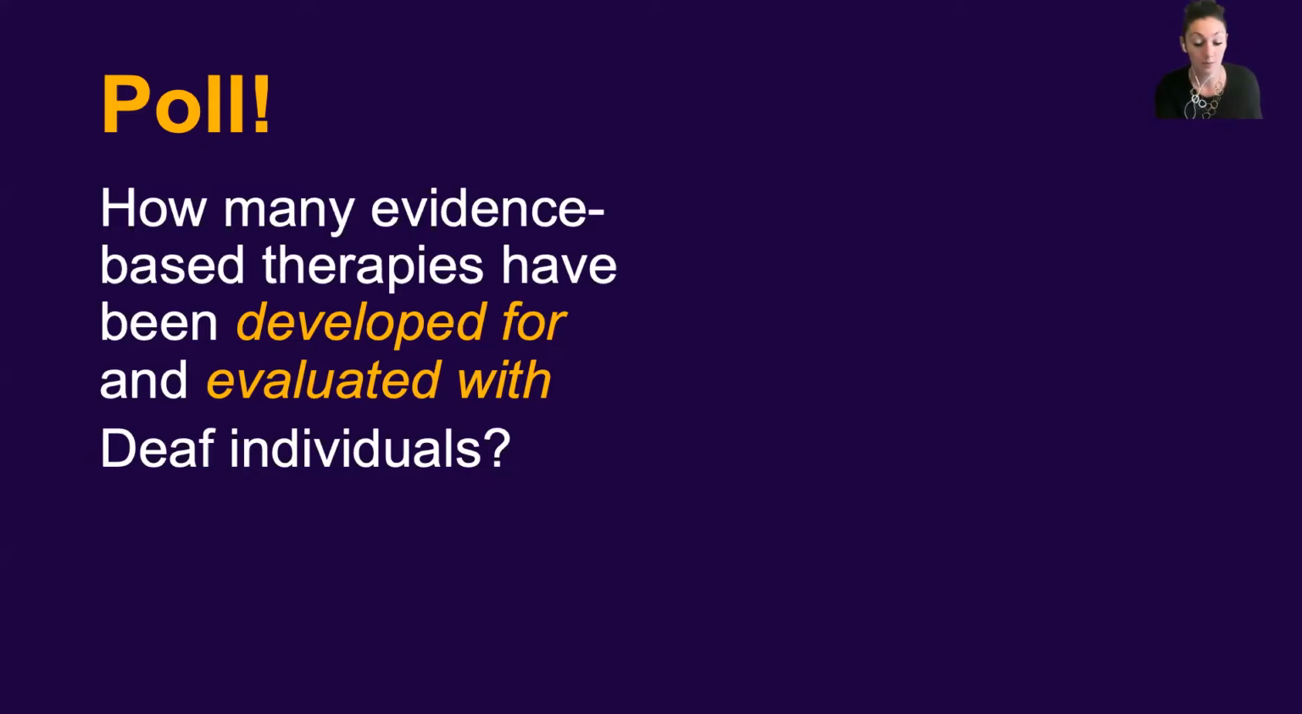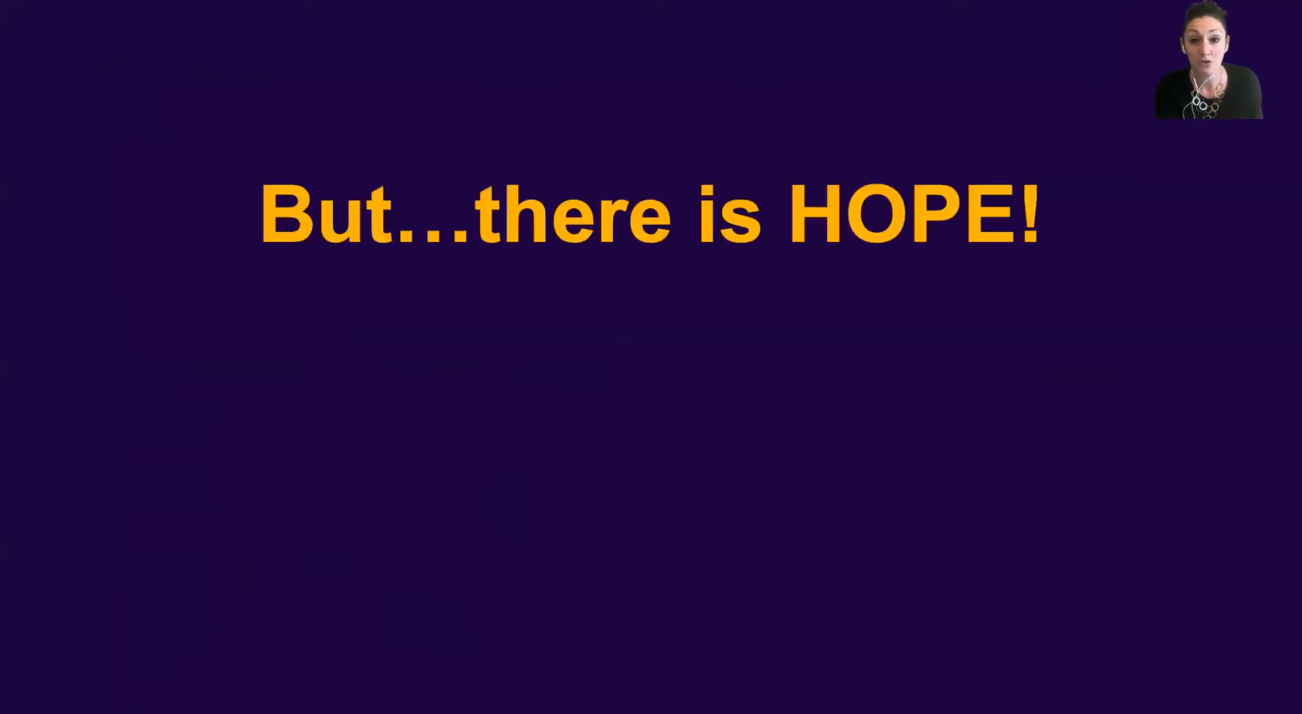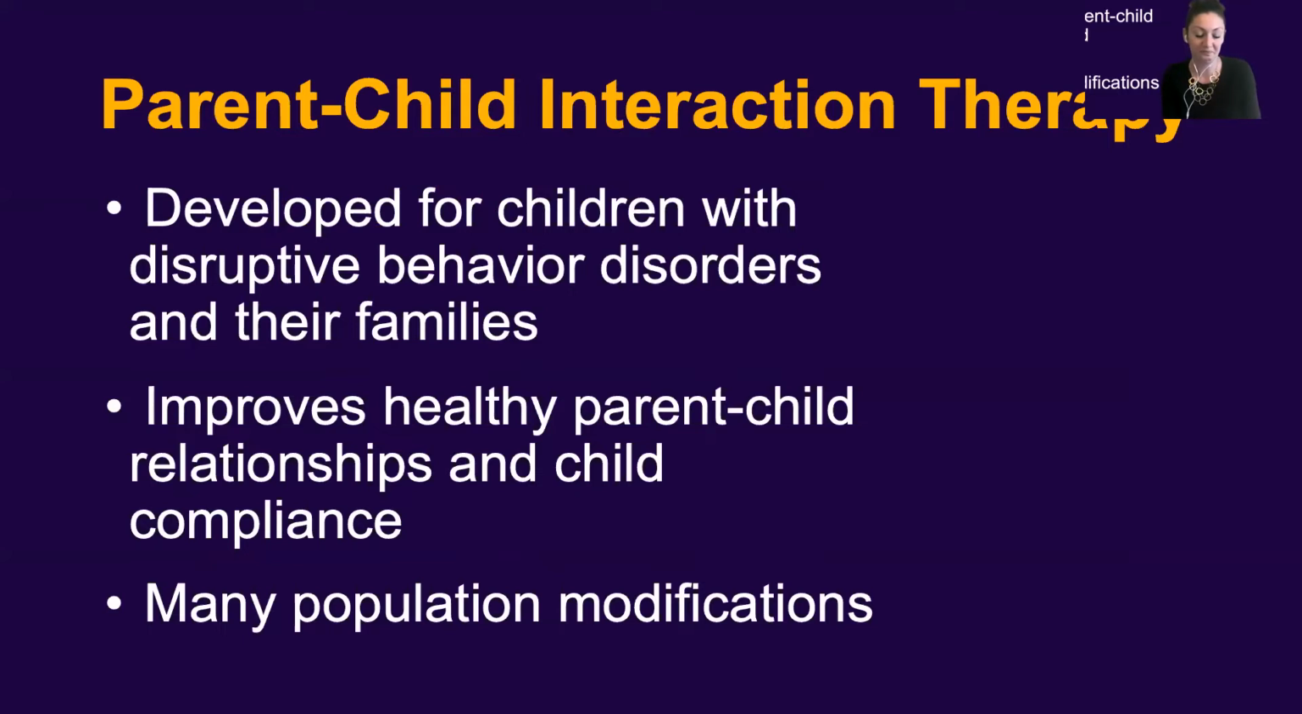But I'm going to tell you about some of these opportunities. And actually, I'm going to just jump ahead a couple slides to make sure I have time for the important stuff. So one recent effort that I want to highlight is around what's called parent-child interaction therapy. And this therapy was actually developed in the 1970s for hearing children between the ages of 2 and 7. And it was developed to help families who had children with disruptive behavior or emotional problems.